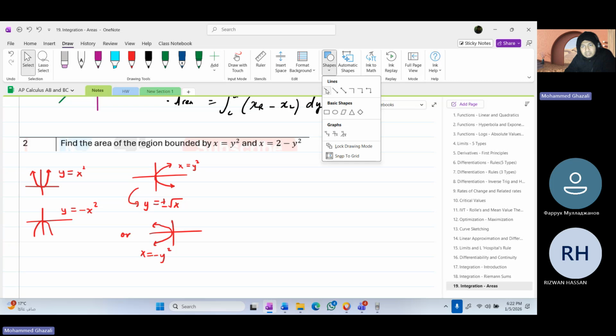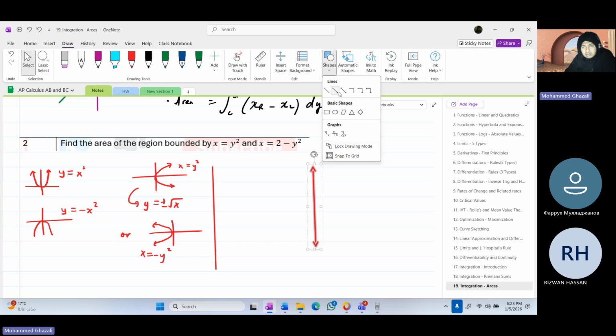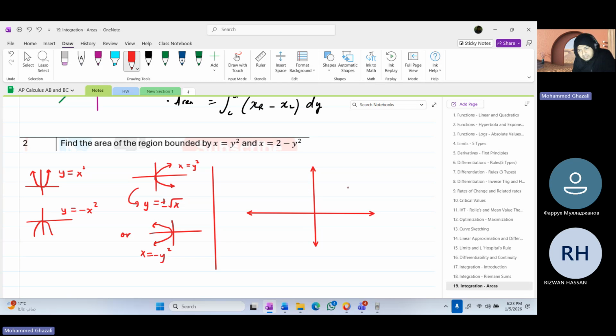So let me just draw a line. And now it's easy to sketch this function here, x equals y squared. So we know exactly where we are heading. x equals y squared. Okay, so x equals y squared is a function like this, right? Going up according to that.